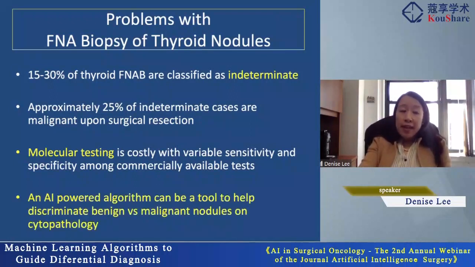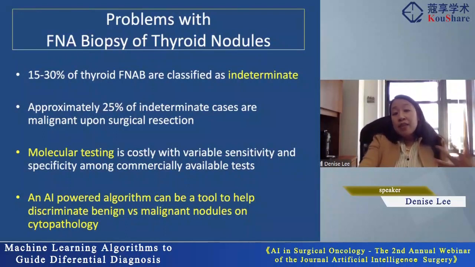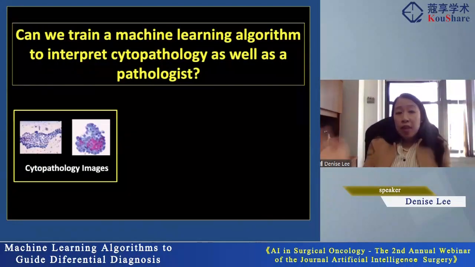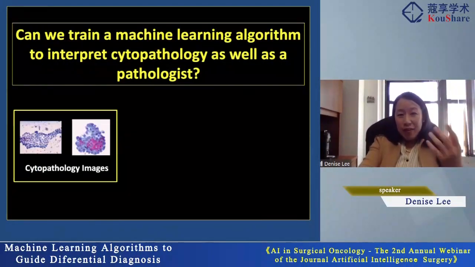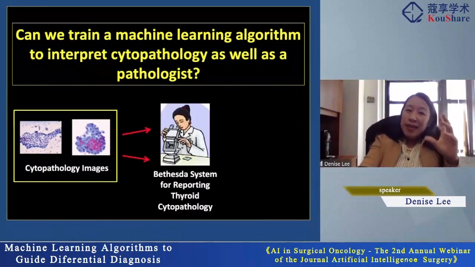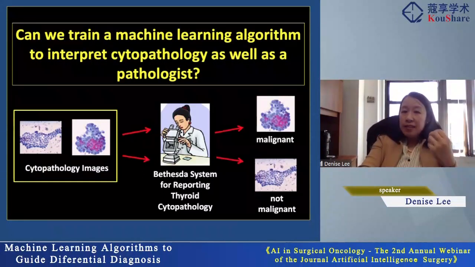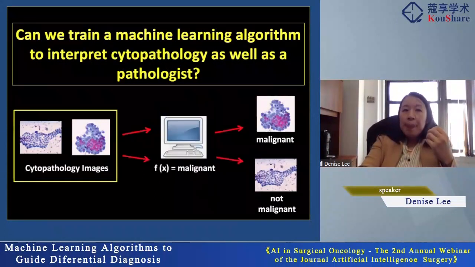So it's possible that an AI-powered algorithm can be a tool to help better discriminate benign and malignant nodules on cytopathology and make this differential diagnosis even more accurate. So again, the same idea is, can we take all these cytopathology images, and we see the difference here between a benign and a malignant group of follicular cells, and then replace or augment the work of a cytopathologist to be able to risk stratify patients?